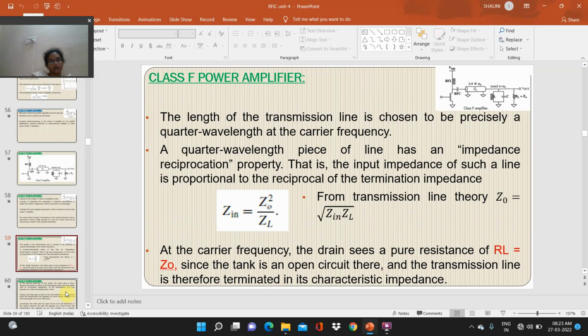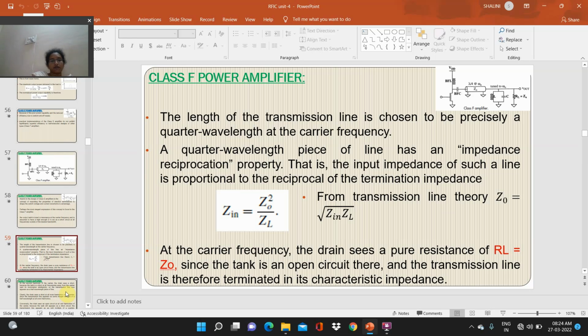Next, a quarter wavelength piece of line has an impedance reciprocation property, that is the input impedance of such a line is proportional to the reciprocal of the termination impedance. From transmission line theory, Z0 is equal to square root of Zin times ZL. So Zin is equal to Z0 square by ZL.